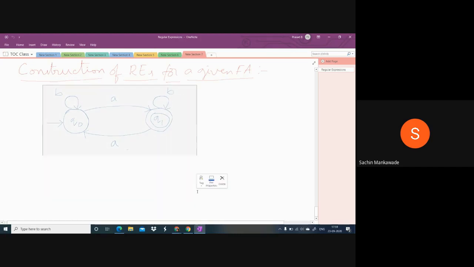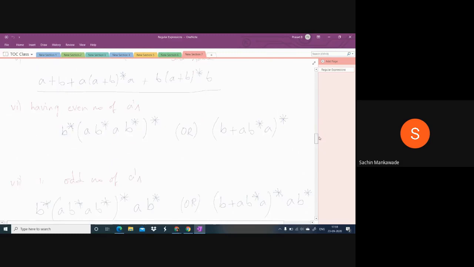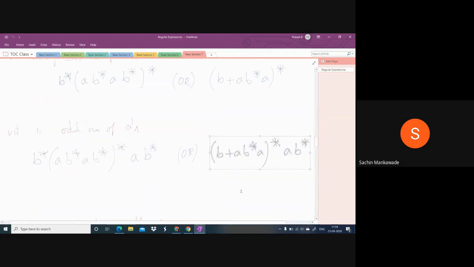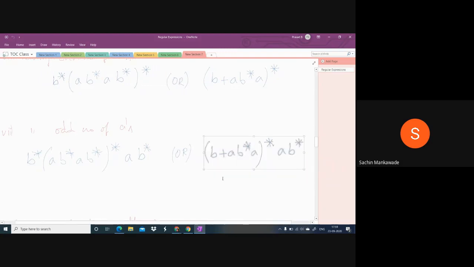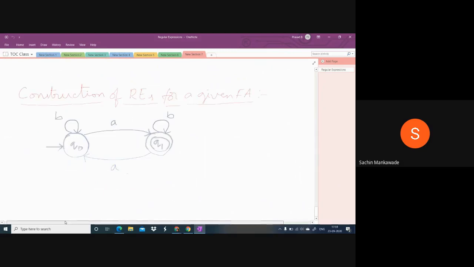So this machine accepts any combination of A and B having an odd number of A's. Already we have constructed a regular expression for this one. I explained this yesterday, and told you to note it down. Now we will see how this is correct, using the procedure to construct the expression for this.